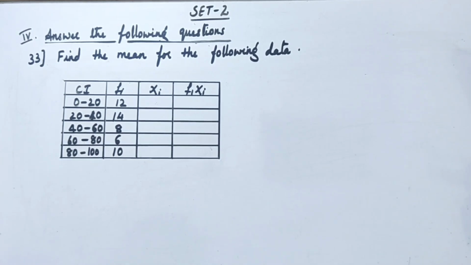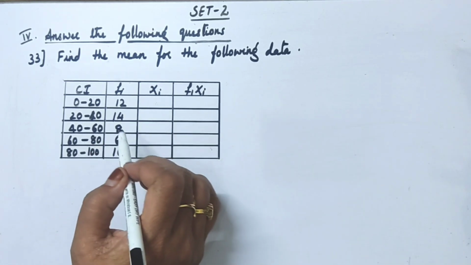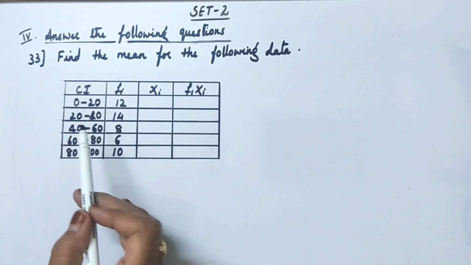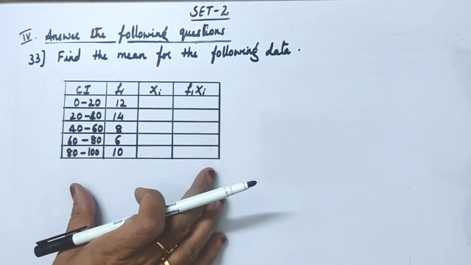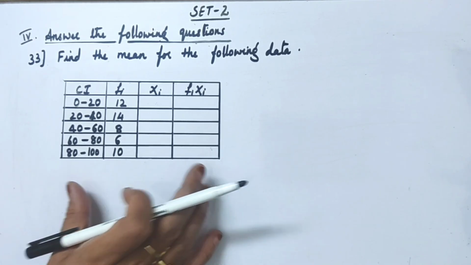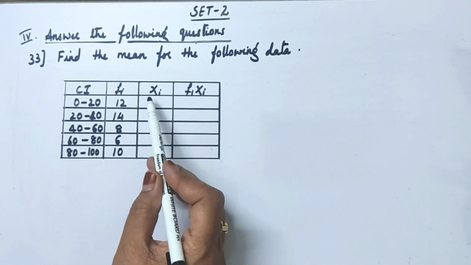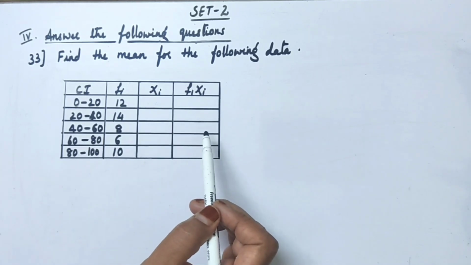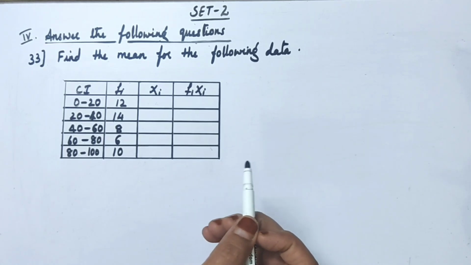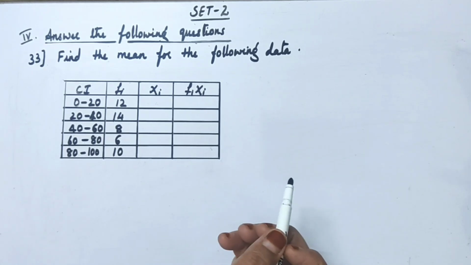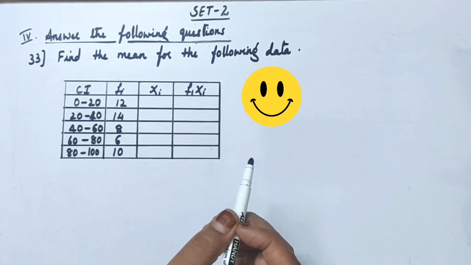Here we have got the next question. Find the mean for the following data. This is a table. Actually we have got only the class interval and the frequency. So I have drawn a frequency distribution table. Here the extra columns are xi and fixi. You can go with the direct method, assume mean method or step deviation method. I feel direct is easy. We'll go with the direct method.